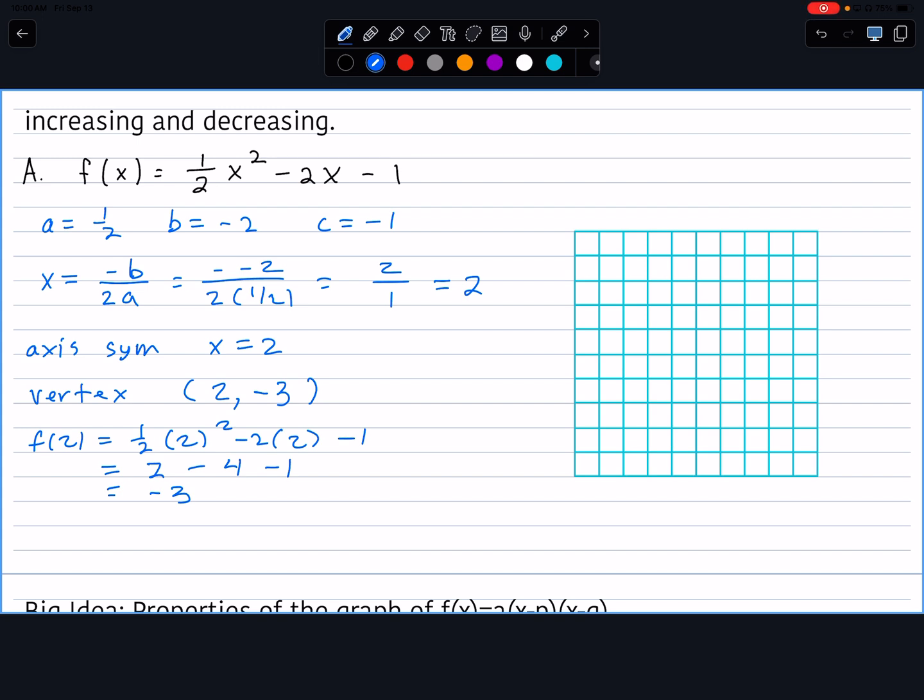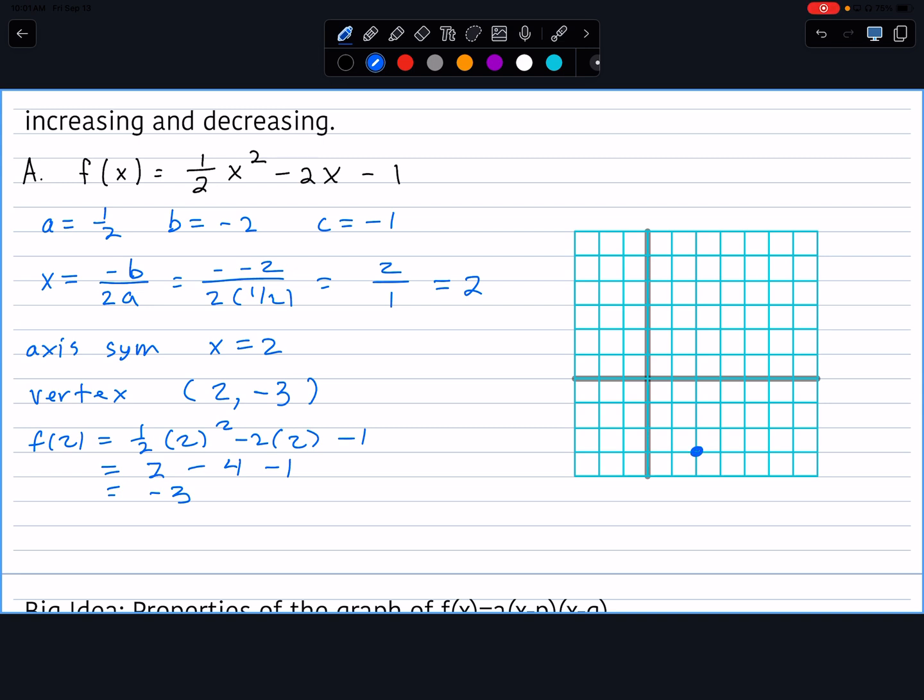Okay, let's graph our function, because we have our vertex, so we have everything we need in order to graph this function. So a is positive, so it's opening up, which means it's going to have a lowest point at the point (2, -3). Let's do something like this. This should work nicely. Okay, so our vertex is at (2, -3).